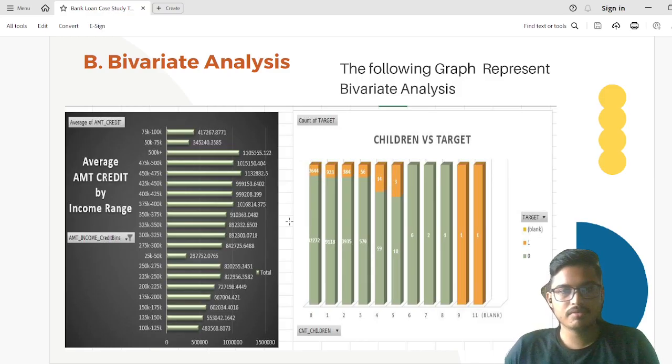So this is our fifth and sixth bivariate analysis graph. In this, we have taken the average of credit amount by the column income range. So this is showing the average credit by the income, and the sixth one is showing children versus target, and how many children the candidate has, how many of them are defaulters versus non-defaulters.